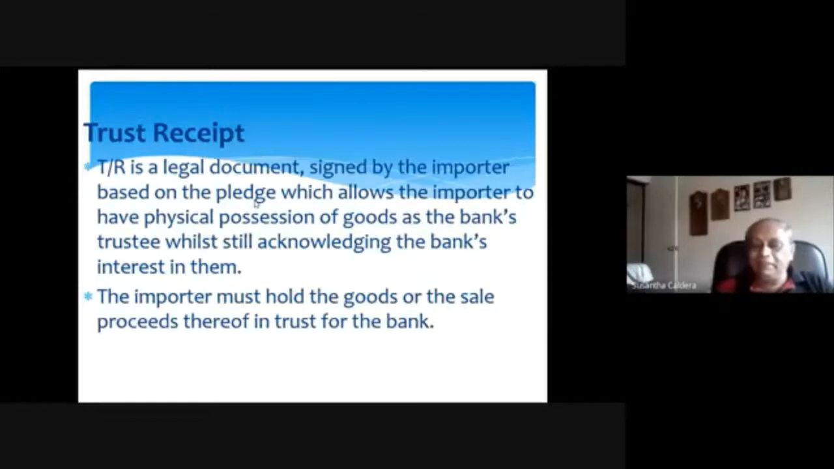But he recognizes the fact that these goods are owned by the bank. The importer must hold the goods or the sale proceeds thereof in trust for the bank. Either the importer has to hold the goods in trust for the bank, or he has to settle the sale proceeds immediately to the bank. Right?